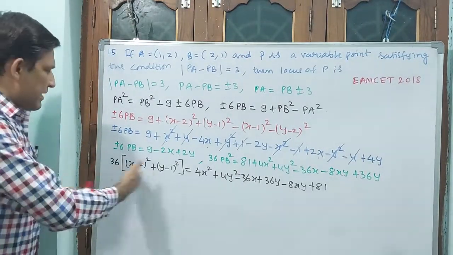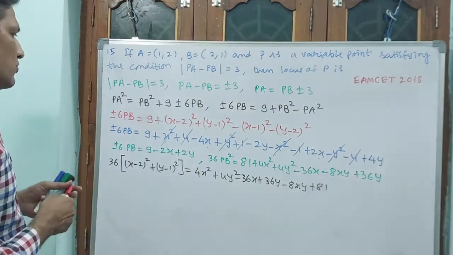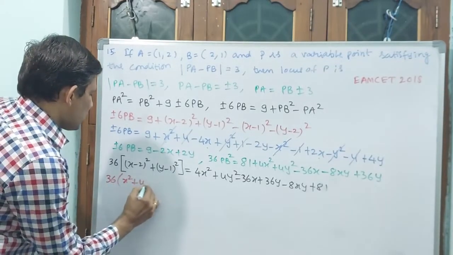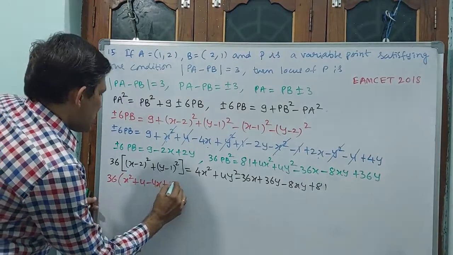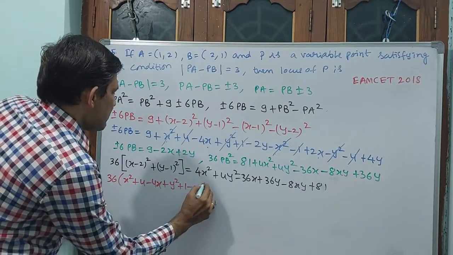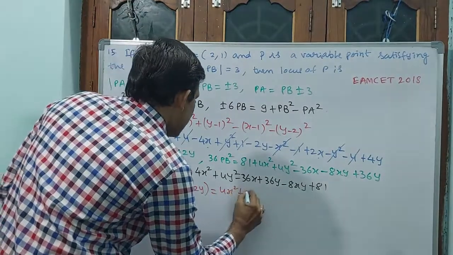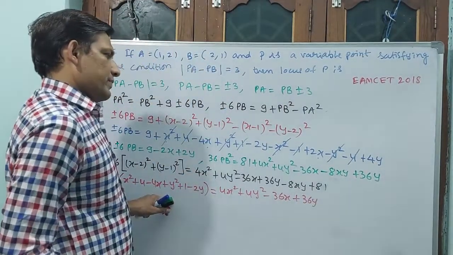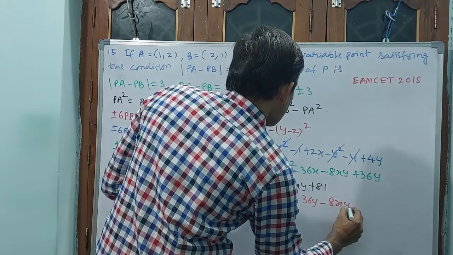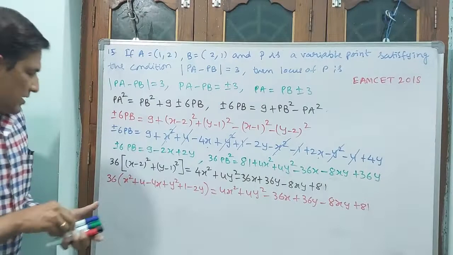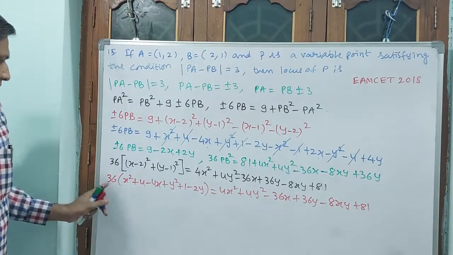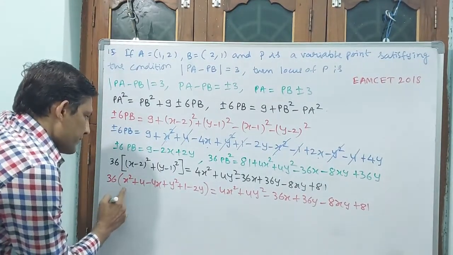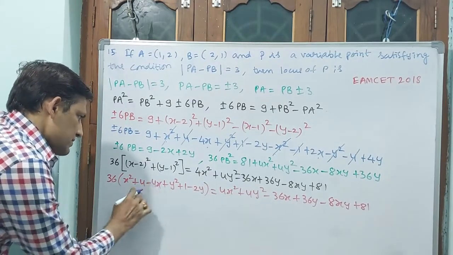Now you expand this, you don't have any other option, you expand and send 36 inside, because like this only you have to do this question. 36 into (a square plus b square minus 2ab), plus a square plus b square minus 2ab, is equal to 4x square plus 4y square minus 36x plus 36y, minus 8xy plus 81. Now you send 36 inside. 36x square minus 4x square, let it be, first of all let us do 36x square, see here 4 plus 1, 5 is there.